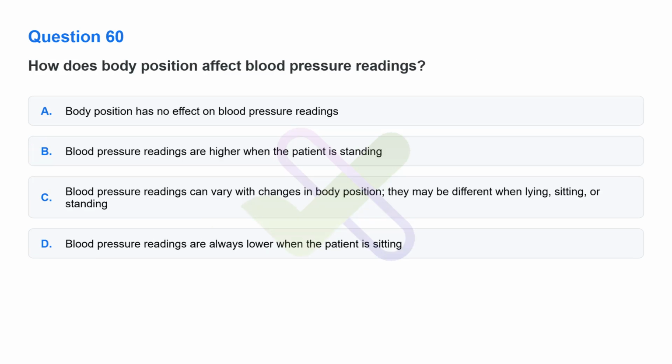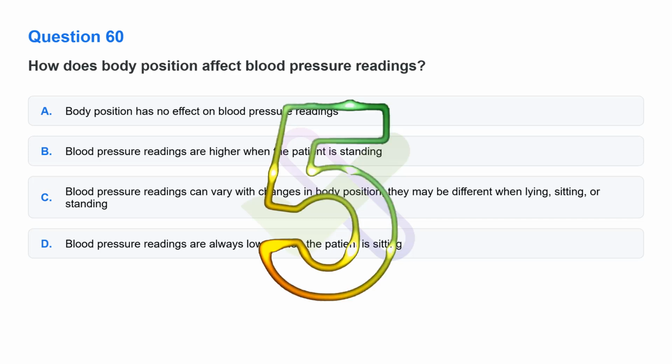How does body position affect blood pressure readings? A. Body position has no effect on blood pressure readings. B. Blood pressure readings are higher when the patient is standing. C. Blood pressure readings can vary with changes in body position. They may be different when lying, sitting, or standing. D. Blood pressure readings are always lower when the patient is sitting.